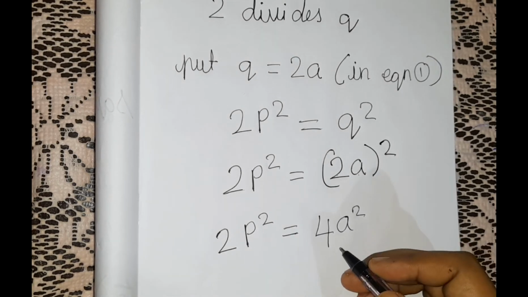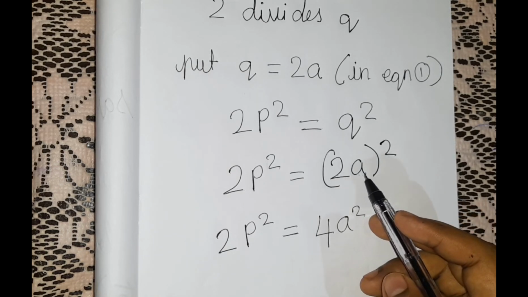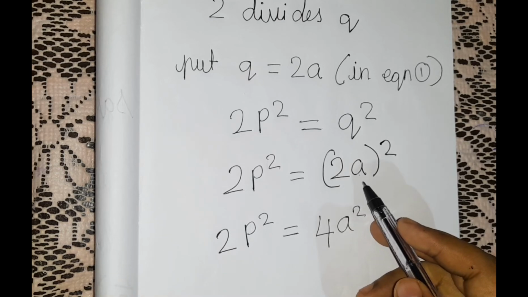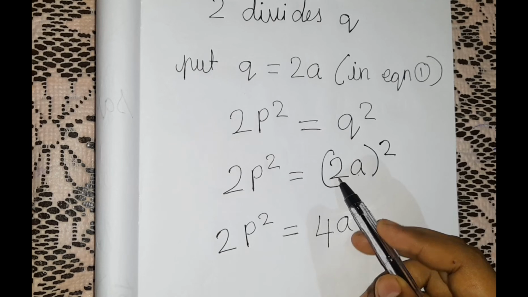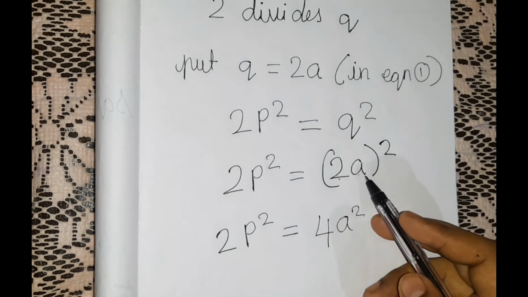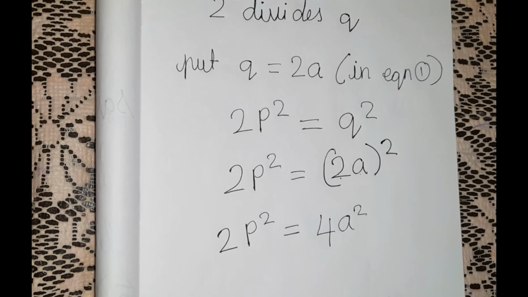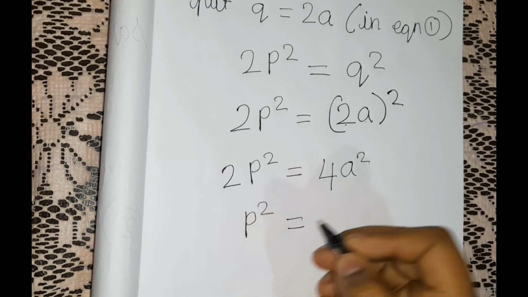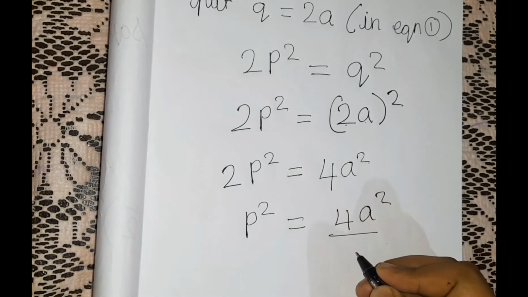Let me just repeat it. The square belongs to 2 as well as a. That means it is 2 square and it is a square. 2 square means 2 into 2, which means 4, and a square as it is. Okay, a square I wrote as it is. Now we shall write p square is equal to 4a square divided by 2.